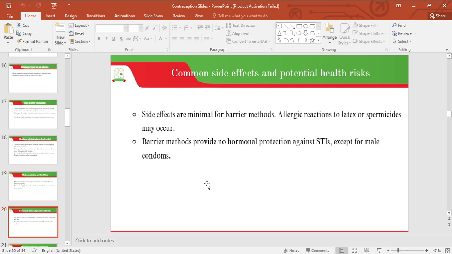Let's look at the common side effects and the potential health risks. Side effects are minimal for the barrier methods, except allergic reactions to latex or spermicides may occur. Barrier methods provide no hormonal protection against sexually transmitted infections, except the male condoms.